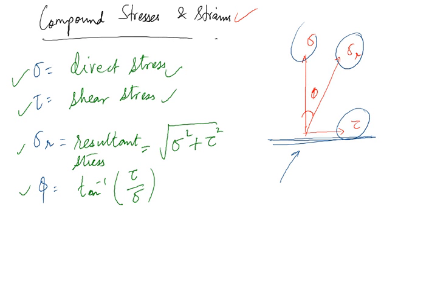Now let us say sigma is your direct stress, tau is your shear stress, then sigma r would be your resultant stress. Now sigma r can be given to be under root of sigma square plus tau square with the help of Pythagoras theorem, and phi is the angle between the normal to the plane and the resultant stress axis, and this can be found out by tan inverse of tau upon sigma.